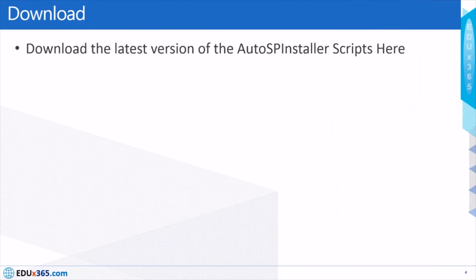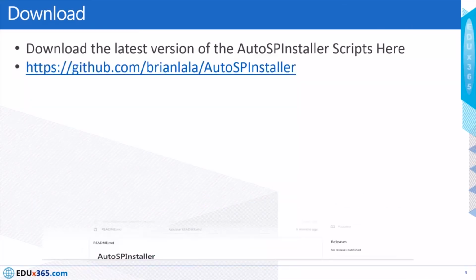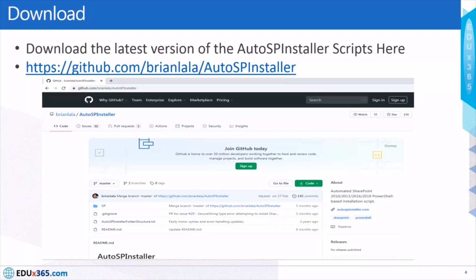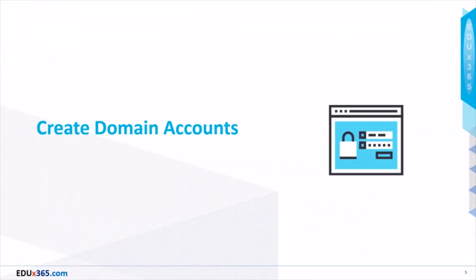So how do I get this tool or script? You can simply go to a dedicated URL. I think it's called AutoSPInstaller.com now, or you can go to a GitHub location as shown here, to download the script. Okay, so let's kick it off by discussing the domain accounts. You need to have the service accounts ready, as that's needed by this script.